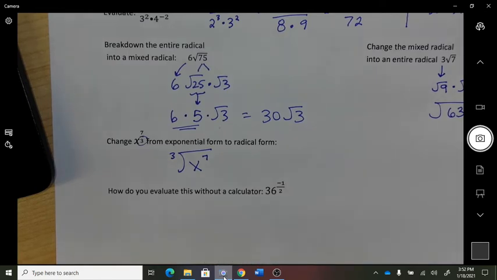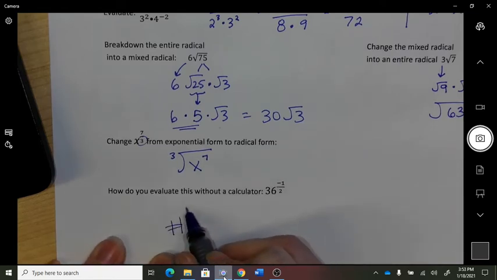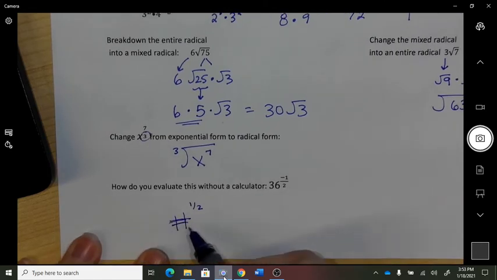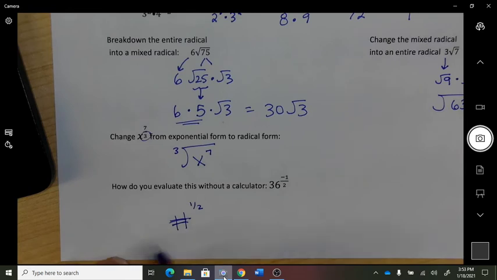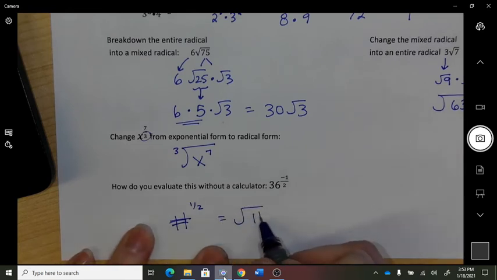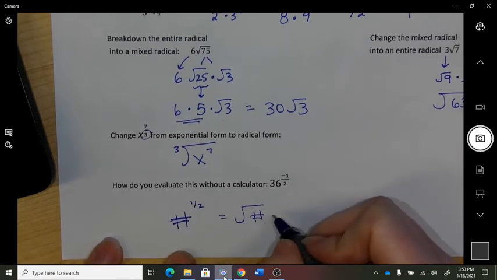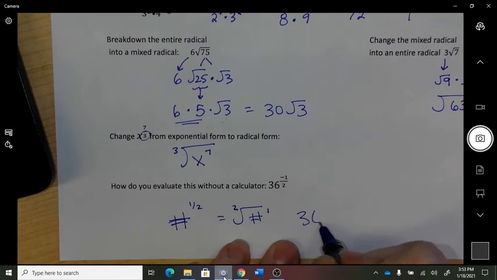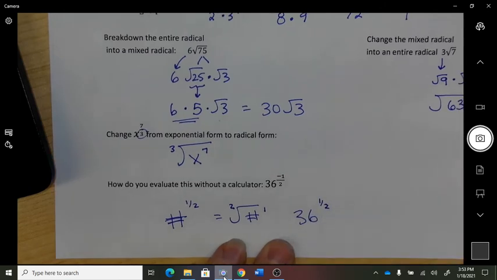Okay, how do you evaluate this without a calculator? So what does an exponent of 1/2 mean? Any number to the 1/2 is the same as doing the square root, right? So what is 36 to the 1/2? What's the square root of 36? 6.